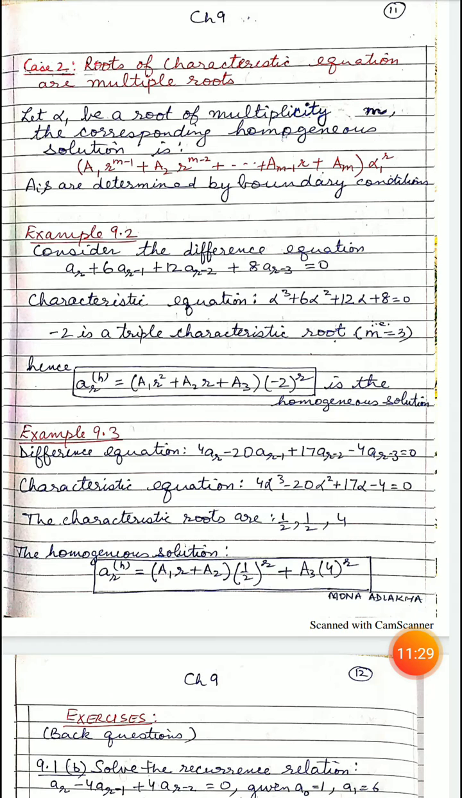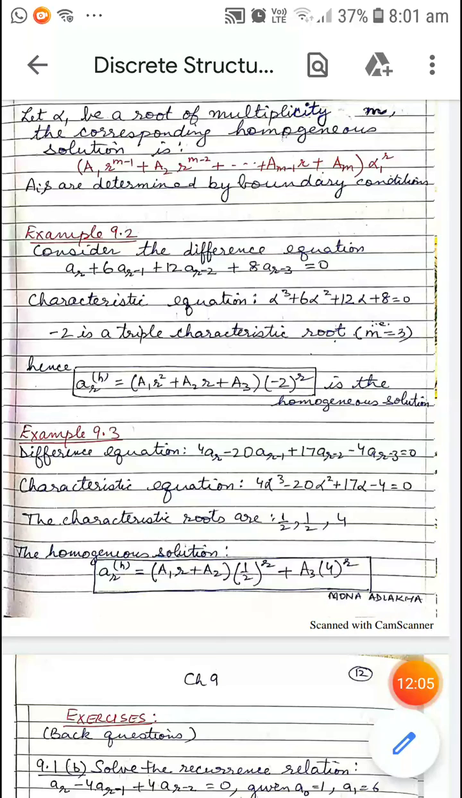So consider the difference equation given as example 9.2. You see that this is a difference equation of order 3, and the characteristic equation becomes alpha cube plus 6 alpha square plus 12 alpha plus 8 equal to 0. And here you have minus 2 as a triple characteristic root. So m here would be 3. That means the 3 roots that you are getting are minus 2, minus 2, minus 2, and hence you say minus 2 is a triple characteristic root.